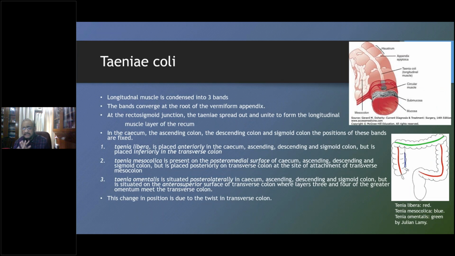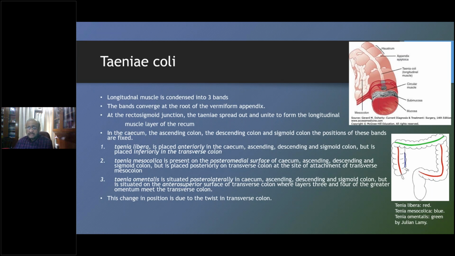Now let's look at the tinea coli. These are basically three longitudinal bands. These are the longitudinal muscles being condensed into three bands, and they converge from the appendix. So they're converging here, and from there they branch off, going across the ascending, the transverse, and the descending colon, and then reaching the sigmoid, and then fanning out to form the longitudinal muscle of the rectum, as I said earlier.